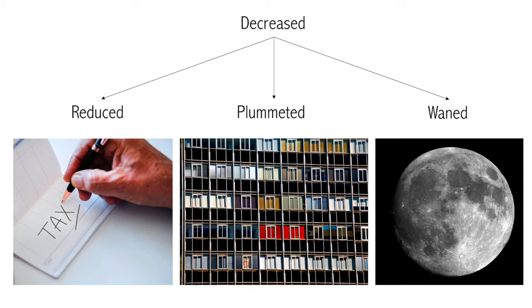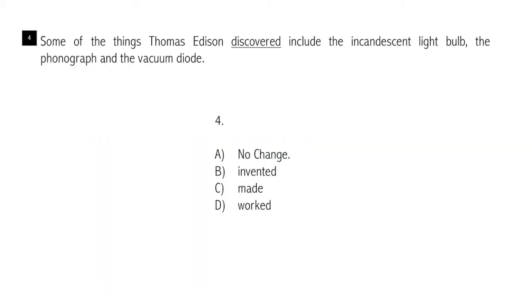And we can see that all of them roughly do mean decrease, but in certain examples one word is more appropriate than the next, and in essence being able to identify this shows that you have an understanding of diction. And let's do two more examples before I end this video.